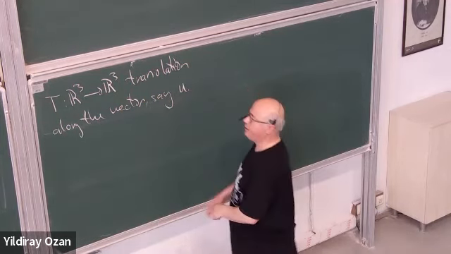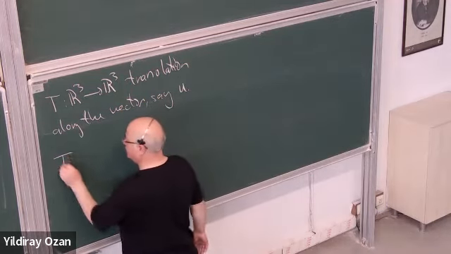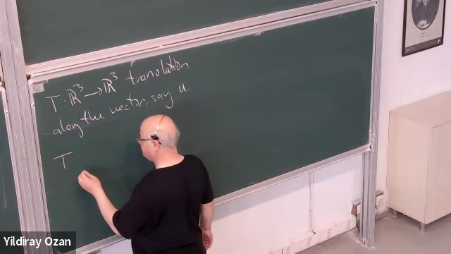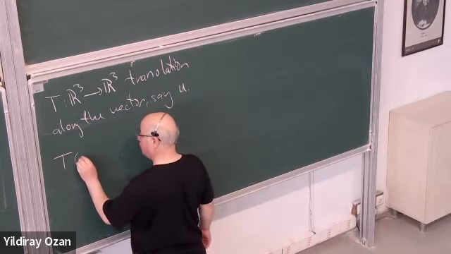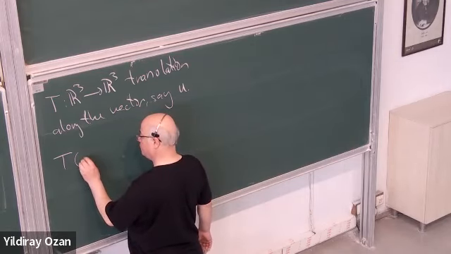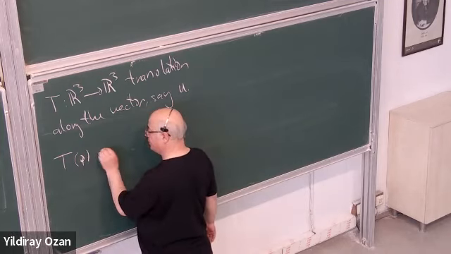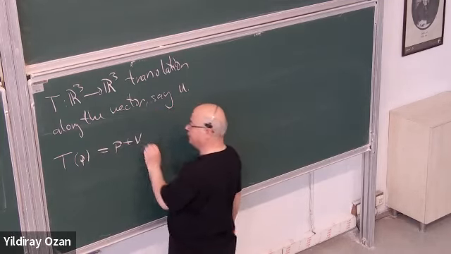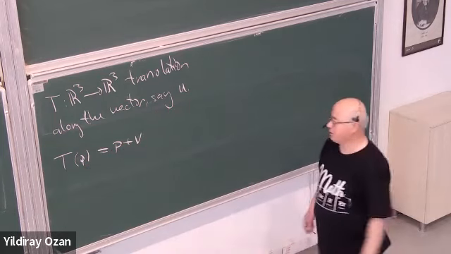Okay. So what is T of U? When you give me a point, it will just add to this point the vector V.